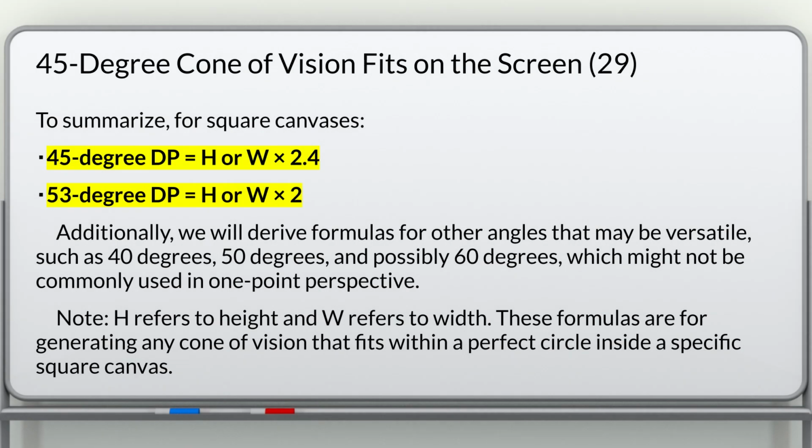To summarize, for square canvases, 45-degree dp equals h or w times 2.4. 53-degree dp equals h or w times 2. Additionally, we will derive formulas for other angles that may be versatile, such as 40 degrees, 50 degrees, and possibly 60 degrees, which might not be commonly used in one-point perspective.